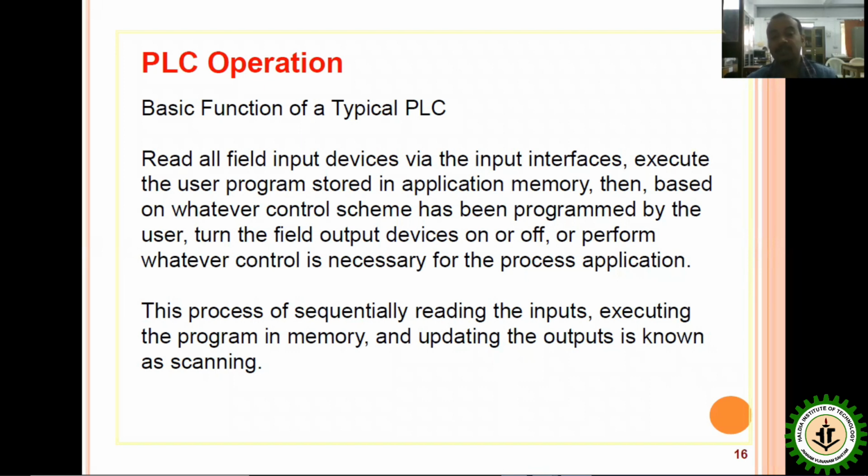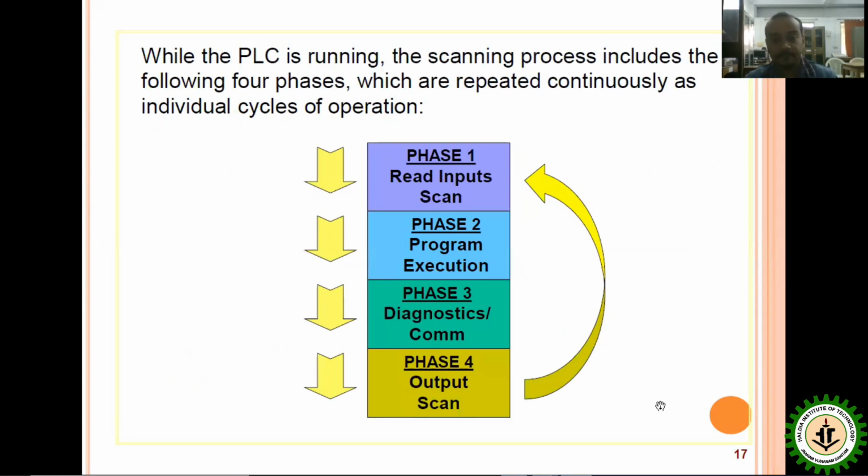This process of sequentially reading the inputs, executing the program in memory and updating the outputs is known as scanning. So a very good piece of information is given at the end: sequentially reading the inputs first, which are coming from the field instrument, executing the program in memory and updating the output on the output side, and it will go to the final control element. So the entire process is known as the scanning operation of a PLC.